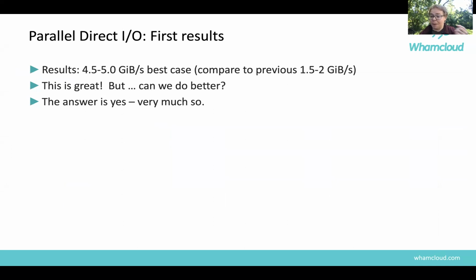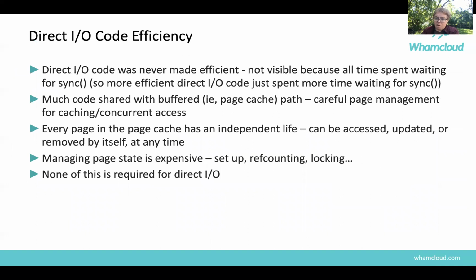Can we do better? Can we do better than 4.5 to 5 gigabytes a second? And the answer is very much yes. So it turns out the direct IO code in Lustre is highly inefficient. And that's fine, or it's been fine, because we spent all of our time waiting to sync that data, waiting to sync each RPC. Of course, especially in the era where the primary platform was spinning disk, that's really just a very long time. And even with Flash, syncing data to disk is not the cheapest operation in the world.